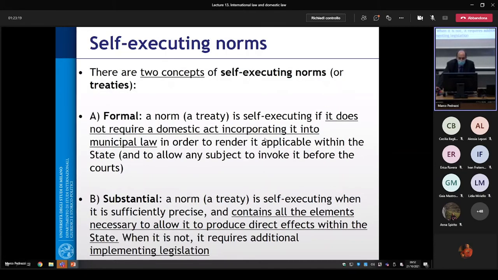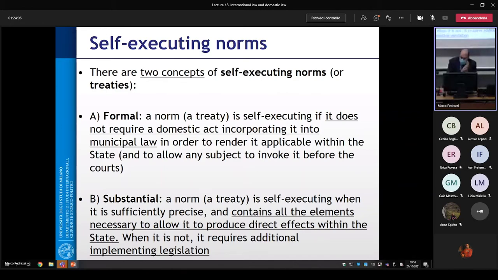Now, let us touch the point of self-executing norms. This is a difficult concept which is specifically belonging more to the common law legal systems, but anyway, I think it is a useful concept. But you have to take into account that this concept can have two different versions, two different interpretations.